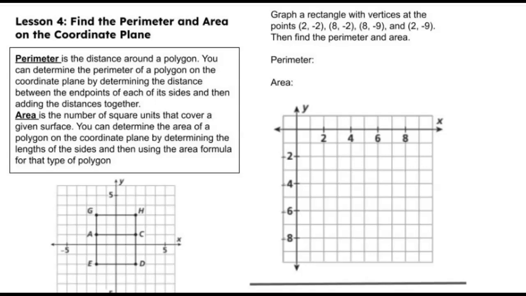So let's make sure we know the difference between perimeter and area. Perimeter is the distance around a polygon, and you add up all its sides. The area is everything on the inside. So let's head on down from there.